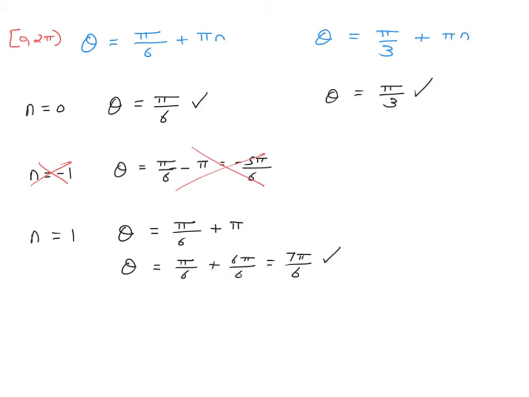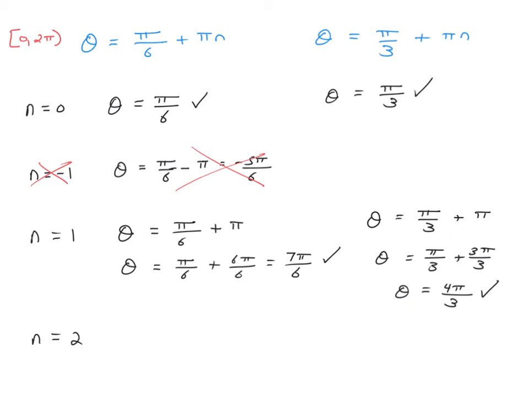Let's try it in the other equation. So over here, theta would be, that's pi over 3 plus pi. So theta is equal to, that's pi over 3 plus 3 pi over 3. That's theta is equal to 4 pi over 3. And 4 pi over 3 is definitely less than 2 pi, so that one is good too. In fact, you have to get to 6 pi over 3 before you actually get to 2 pi, so these are all good. Let's try n is equal to 2.